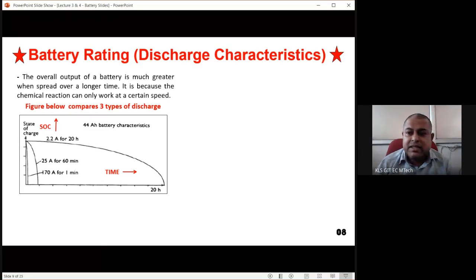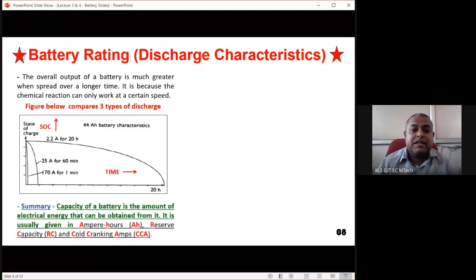Before all the batteries are brought into the market, all these three discharge ratings are tested for any battery, and then they are brought into the market. So these are battery ratings for discharge characteristics. As a summary of all these three characteristics, the capacity of a battery is the amount of electrical energy that can be obtained from it. It is usually given in ampere hours. So this is one type of rating. Reserve capacity is 25 ampere over 1 hour. Cold cranking ampere is 170 ampere for 1 minute. So when all these three things are satisfied, we say the battery rating is perfect.